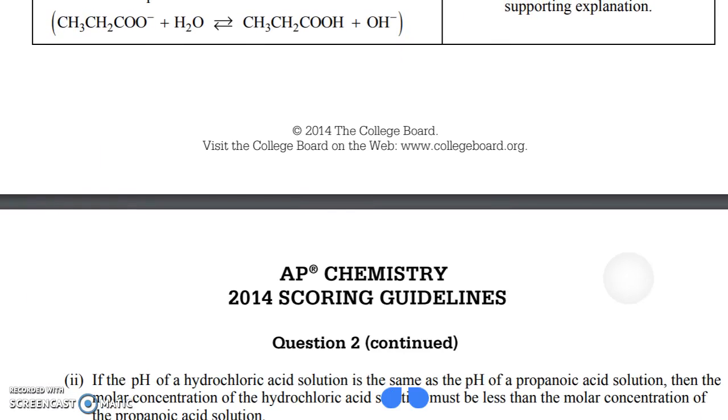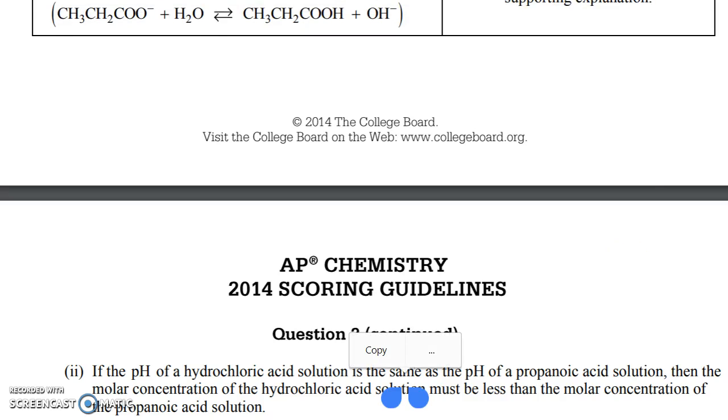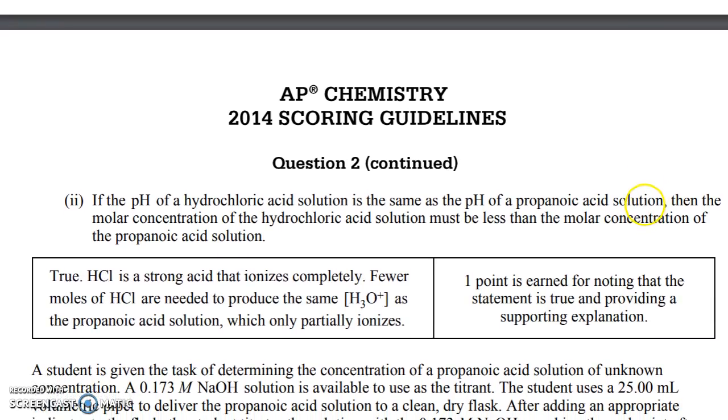How about this statement? The pH of hydrochloric acid is the same as the pH of propanoic acid, then the molar concentration of hydrochloric acid must be less than the molar concentration of propanoic acid. True. Why? Because it's a strong acid. Because it's a strong acid, so what does that mean? It's going to completely ionize. Okay, so complete ionization is the difference there.